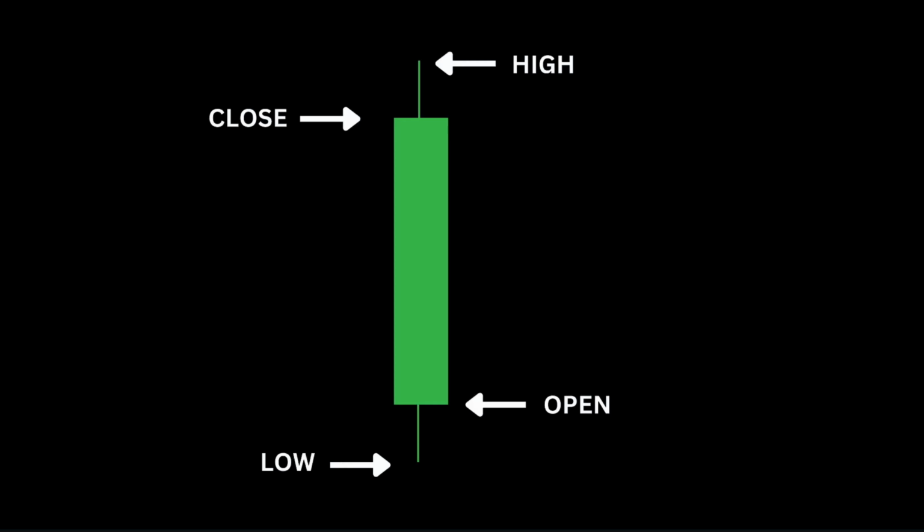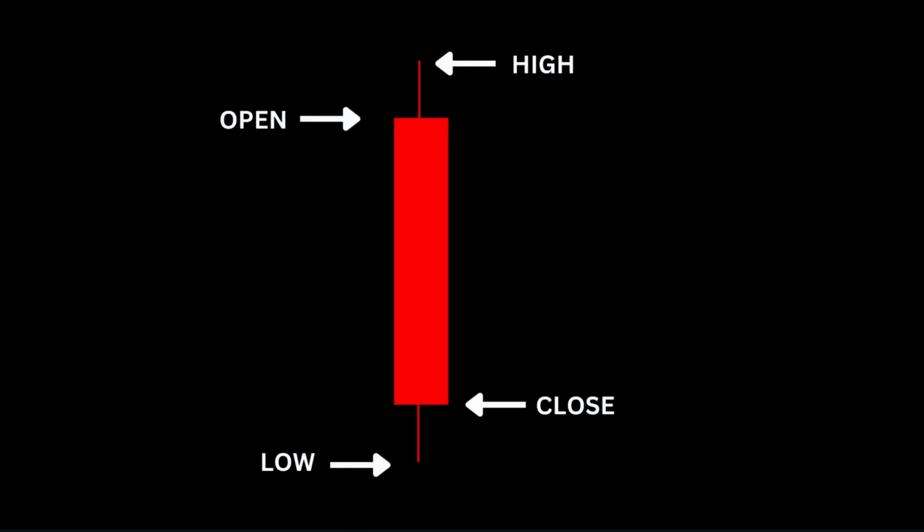For the red candle, everything looks about the same except the open and close positions are reversed. The price opened higher, continued going down, and closed at the lower price at the bottom of the body. Everything else remains the same for this.